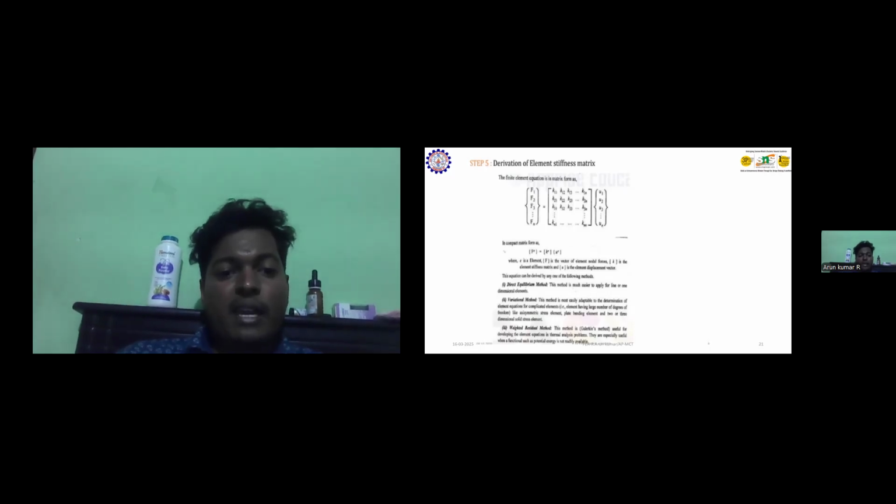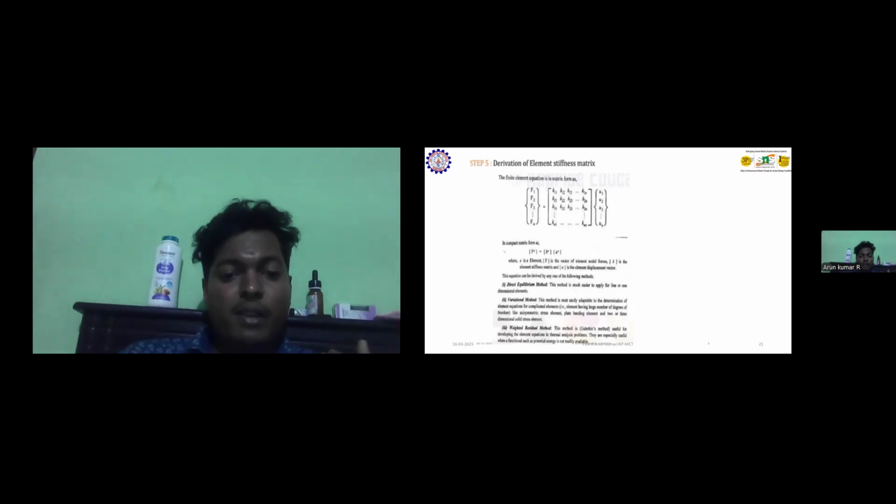The direct equilibrium method is much easier to apply for line or one-dimensional elements. The variational method is easier to adopt for determining the element equation for complicated elements, like an element having a large number of degrees of freedom, such as axisymmetric stress elements, plate bending elements, and two or three dimensional solid stress elements. This kind of problem we have to derive by the variational method.